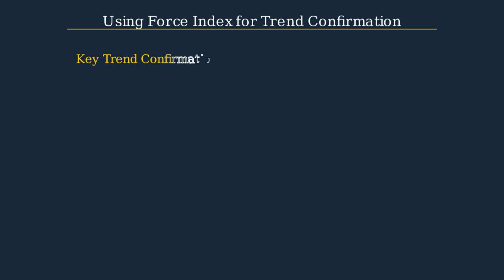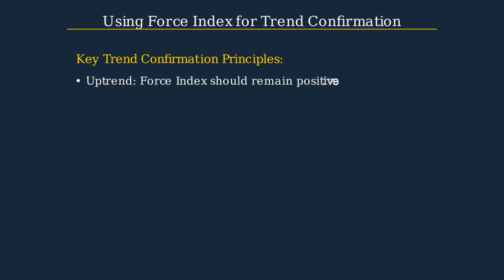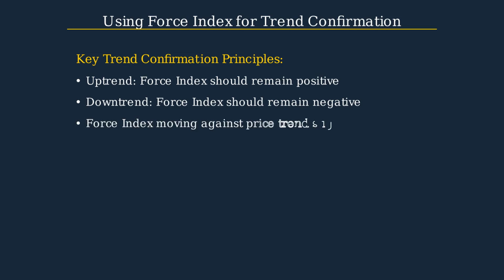To effectively use force index for trend confirmation, remember these key principles. In an uptrend, the force index should generally remain positive, showing strong buying pressure. In a downtrend, the force index should stay negative, confirming selling pressure. When the force index moves against the prevailing price trend, it suggests the trend is weakening.